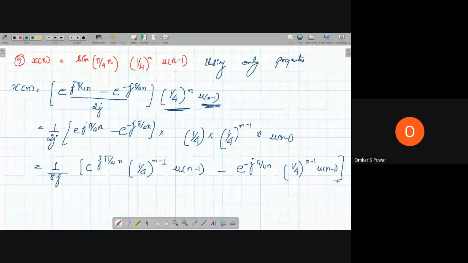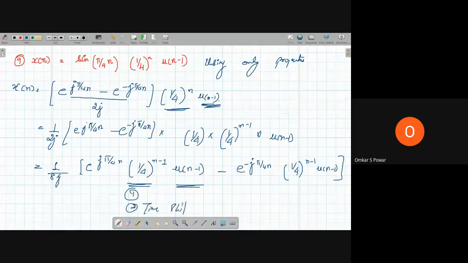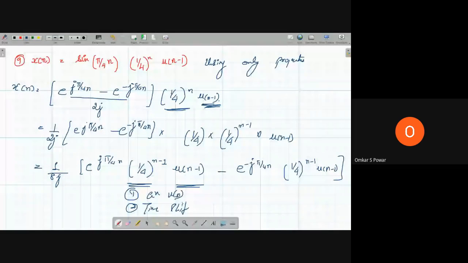Now you can further simplify. For a^n u[n] you can use, like previously, the DTFT of a^n u[n], which is equal to 1 by 1 minus a e^(-jω). Then use the time shifting property. First you use a^n u[n] as previously, then after that you can use the frequency shifting property. So I'm giving you some hints to solve the problem, and finally you will get the answer. Use three things to get the answer here.